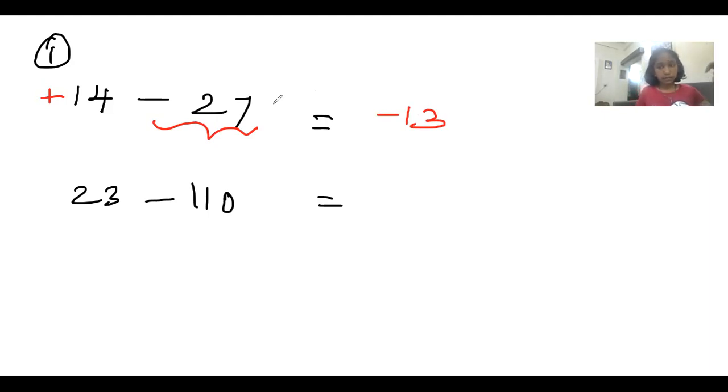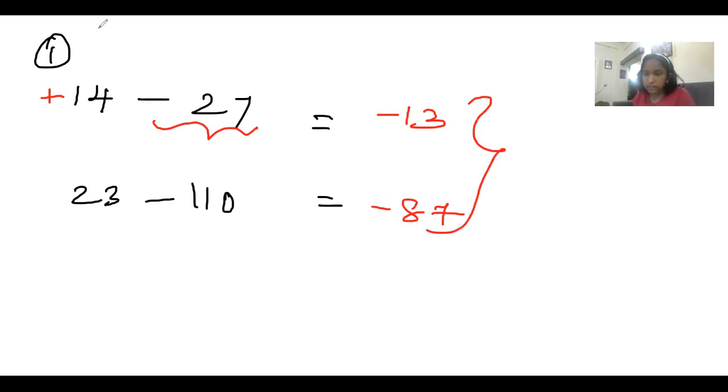Clear? Can you check on this? What is 23 minus 110? Minus 87. Great. So are you getting the concepts now?